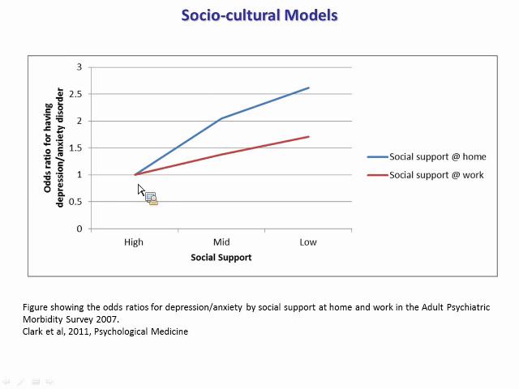And so for those people who said they had high social support at home and at work, you can see as support goes down, the odds of you having depression or anxiety goes up. You can see that was true for those. Even people who've got mid-levels of social support have a higher risk compared to those who've got high support.